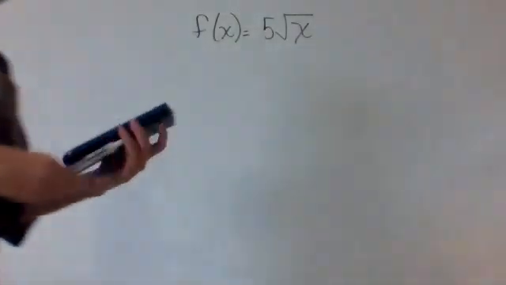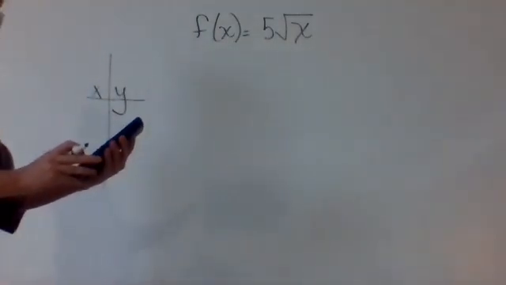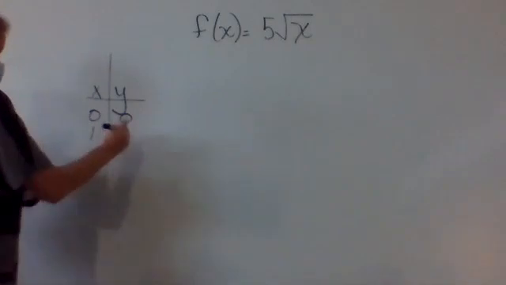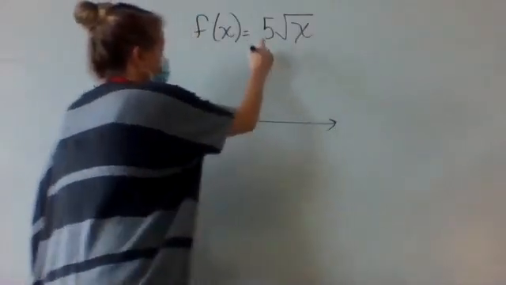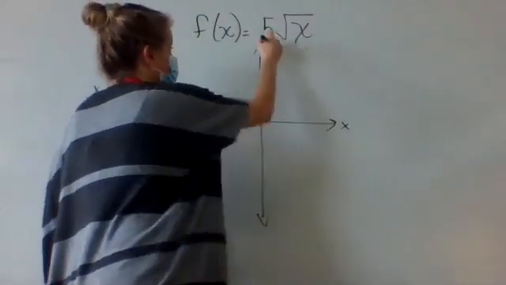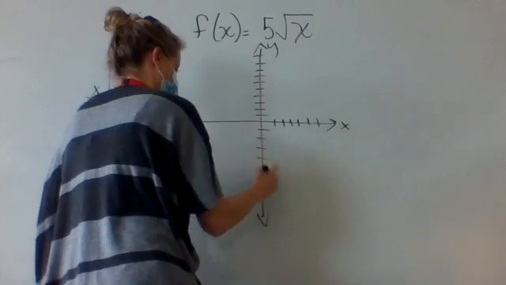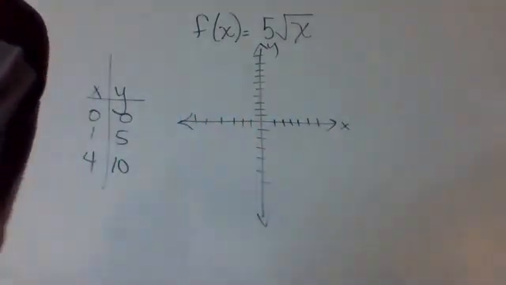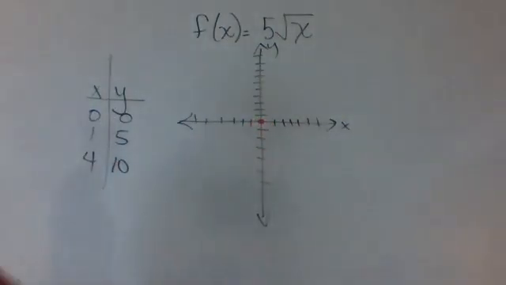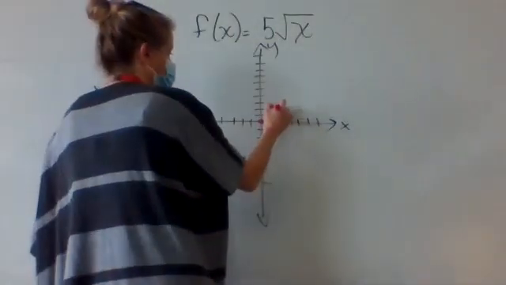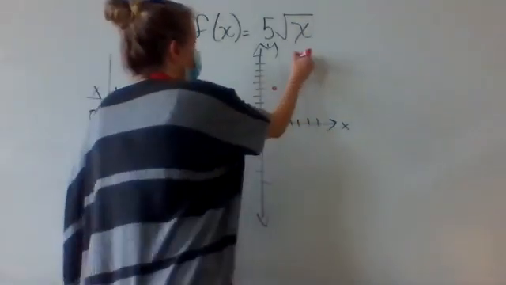So second graph, let's get a few points. 0, 0, 1, 5. And 4, 10. All right, 0, 0. 1, 5. So to the right 1, up 1, 2, 3, 4, 5. And the last point, 4, 10. So to the right 4, up 10.